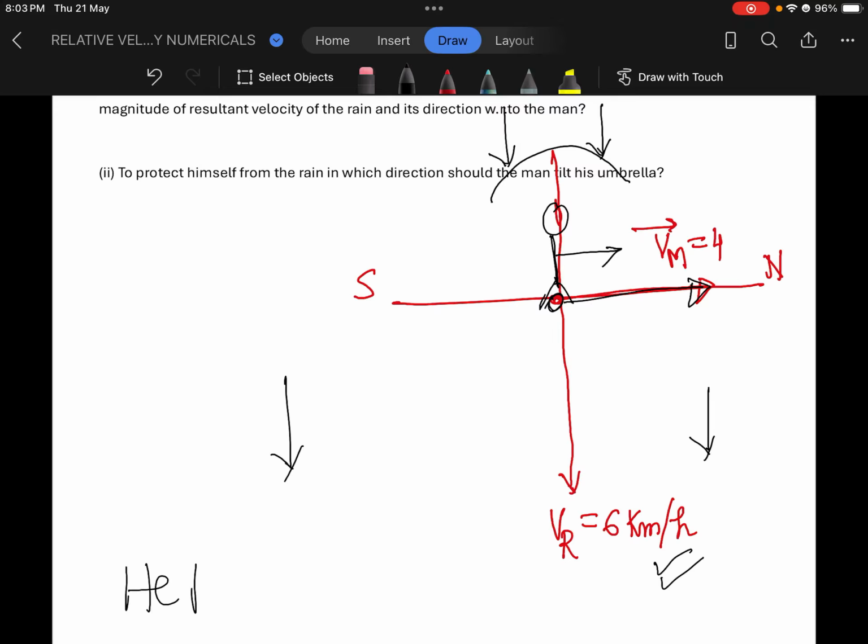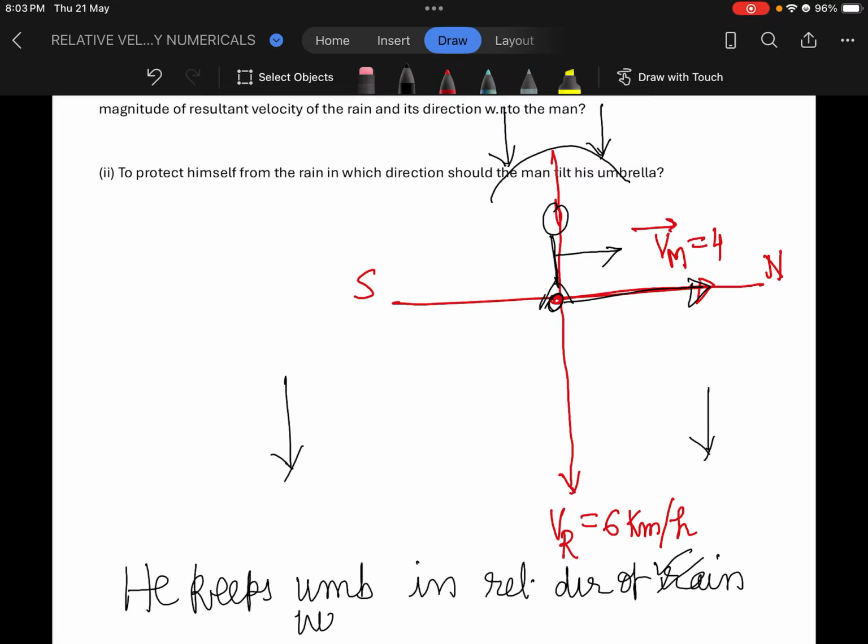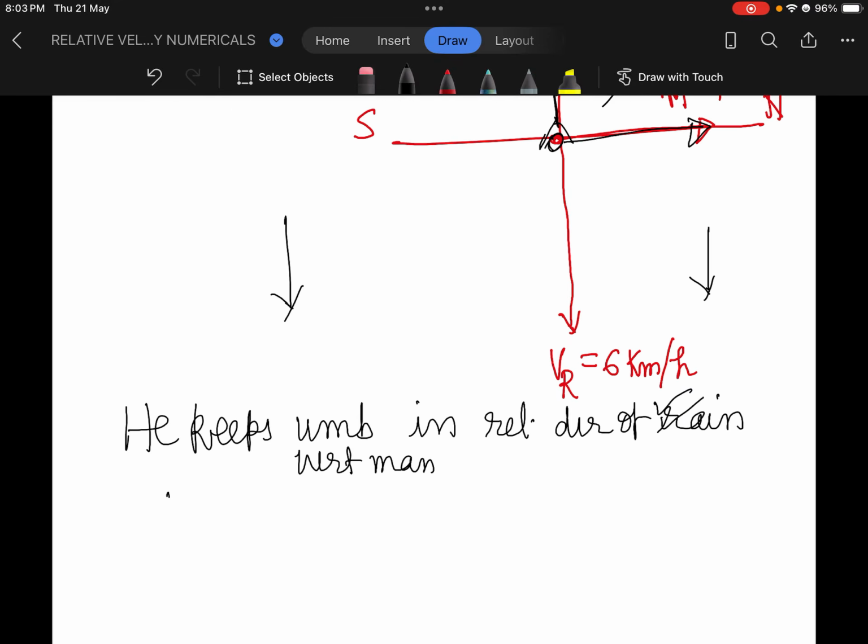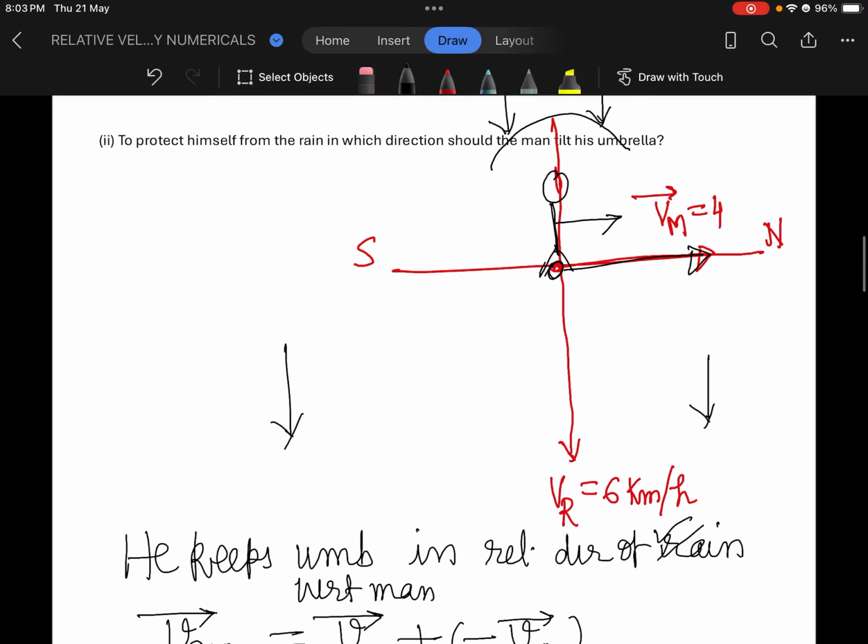He keeps the umbrella in the relative direction of rain with respect to man. Means what you have to find? You have to find VRM, the relative direction of rain with respect to man. How will you find? To the velocity vector of rain, you will add the negative velocity vector of man. This is the rule. So how will you add the negative velocity vector?